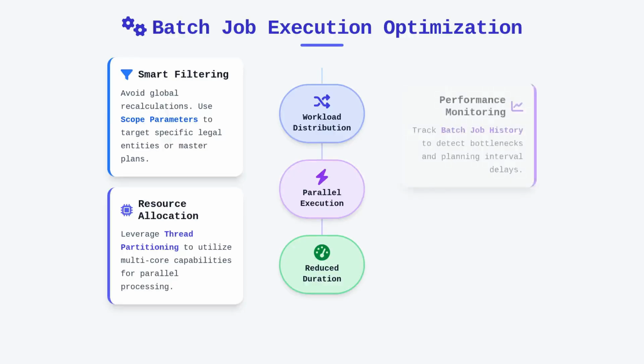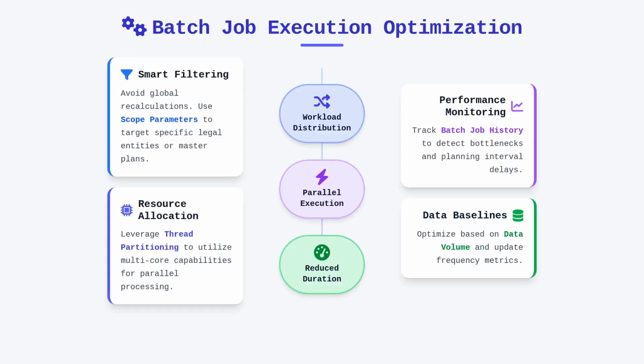It is equally important to monitor the batch job history to identify if certain processes are hitting bottlenecks, which often manifest as unexpected delays in your planning intervals. When we optimize the thread allocation, we are effectively telling the system how to distribute the workload across available compute resources, which requires a baseline understanding of your current data volume and update frequency.